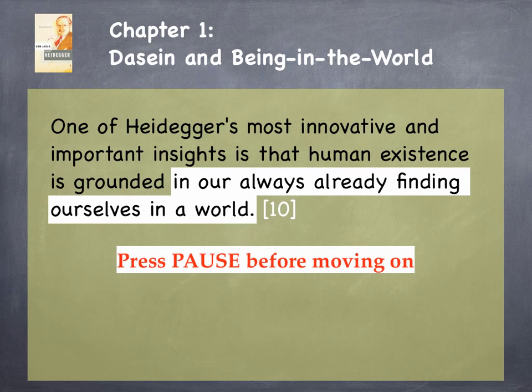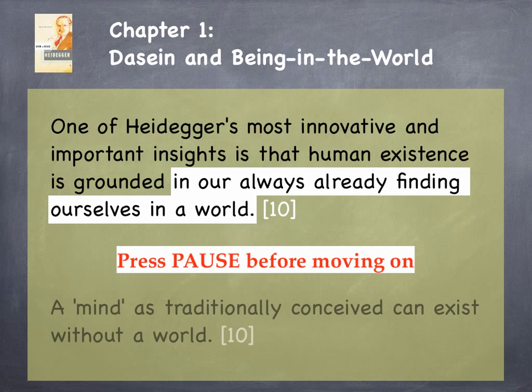But his next line reads thus: a mind, as traditionally conceived, not as Heidegger conceives it, but as traditionally conceived, can exist without a world. And he then goes on to tell us about this tradition, this way of thinking about minds. Now, if you read the entire paragraph on page 10, it turns out that what makes Heidegger innovative is something he challenges within the history of Western philosophy. But still, what's the big whoop exactly?